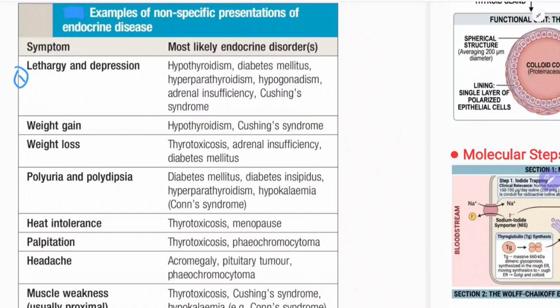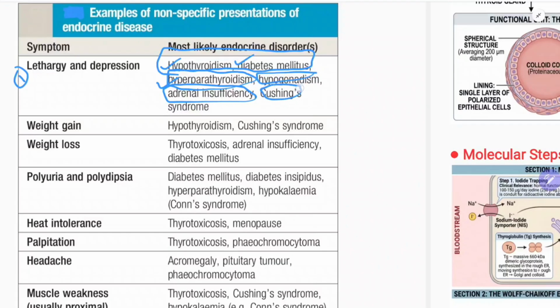So number one is lethargy and depression. So it can be hypothyroidism, diabetes mellitus. These two are very much common diseases, remember this point. And hyperparathyroidism. Okay, this is also common sometimes. Adrenal insufficiency, in that secondary adrenal insufficiency is common.